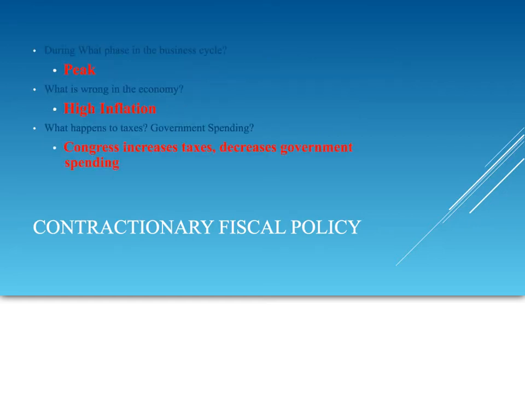Contractionary fiscal policy is used during a peak. What's wrong in the economy? There's high inflation. So inflation that's normal is 1 to 3%. So let's say above 5 or 6% inflation. That's key that the problem is there's a peak, and that's what needs to be fixed. And Congress will increase taxes and decrease government spending to reduce aggregate demand to get price level and inflation back under control.